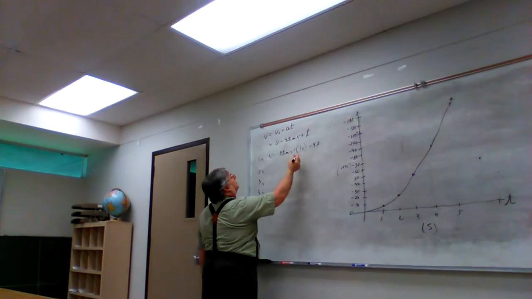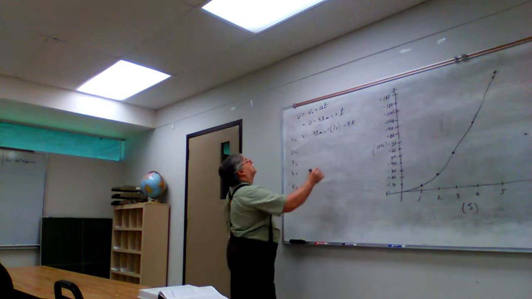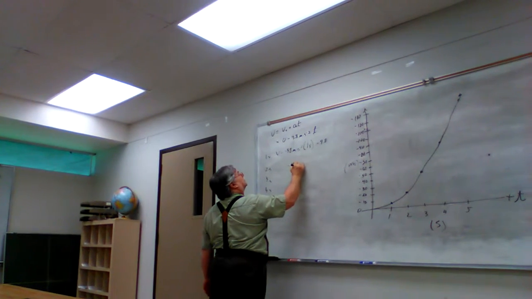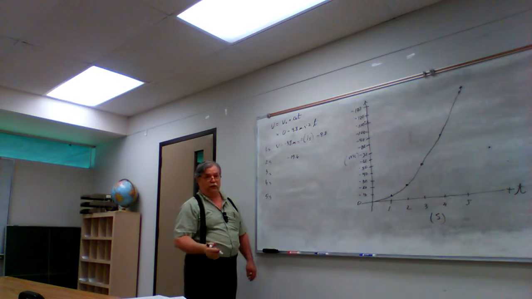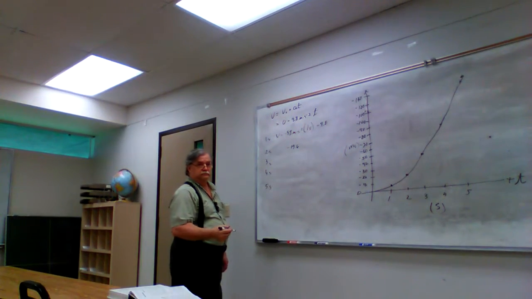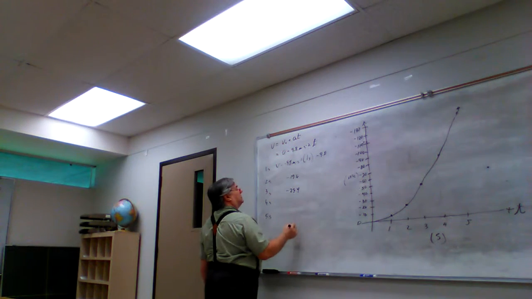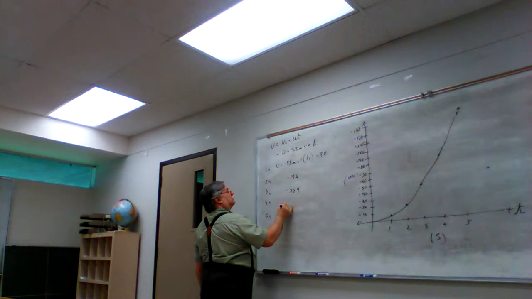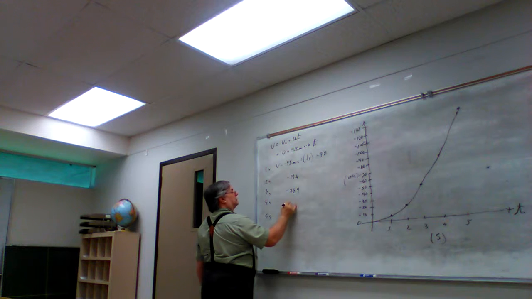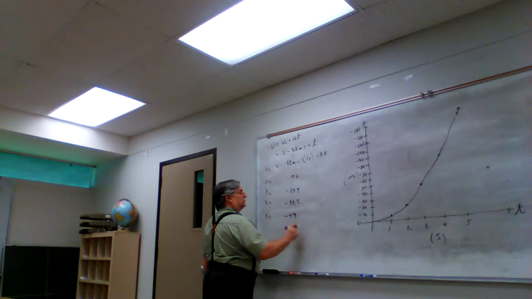At 2 seconds, it's 9.8 times 2. Minus 19.6. Now, 9.8 times 3. 29.4, you said? Okay. 4 seconds. 5 seconds. All right.